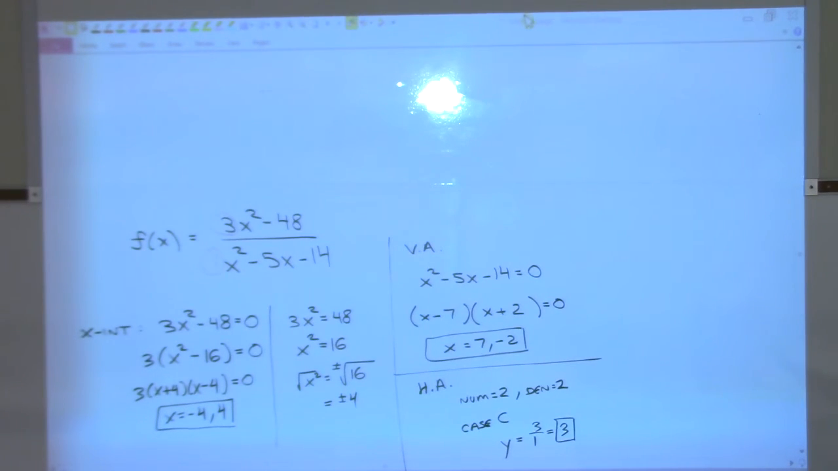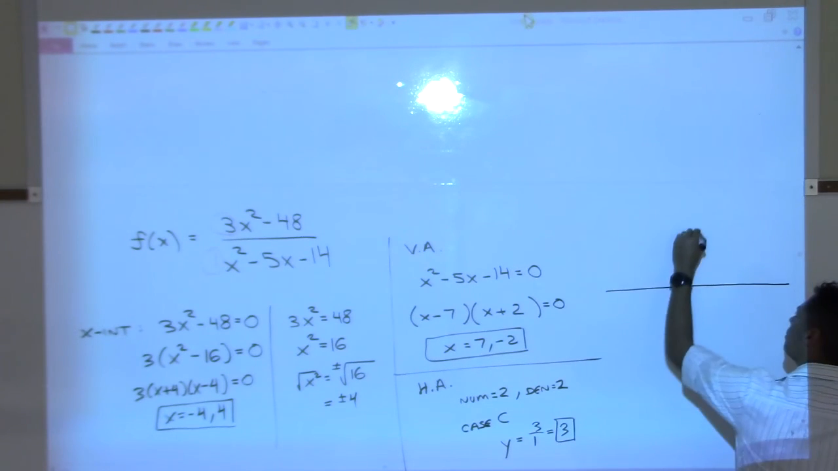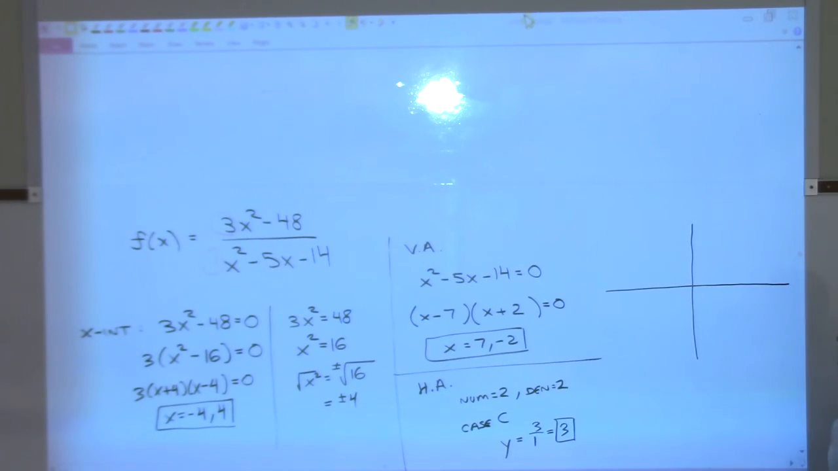Remember, you only do that in case C, when they're both equal powers. That's when you go look at those numbers. All right, at this point, I think we can sketch, right? So we can start sketching. We can start putting all the information down. So we have our x, our y. Okay, we have x-intercepts at 4 and -4.